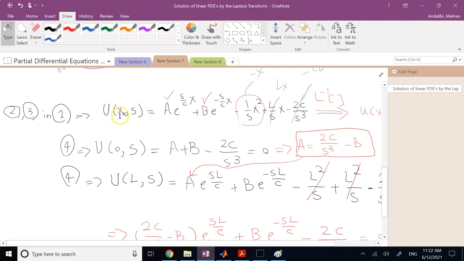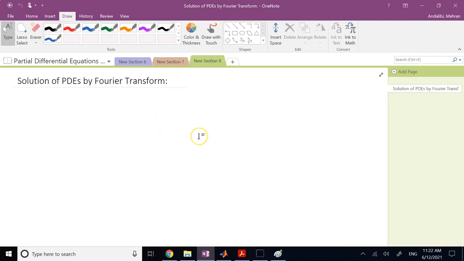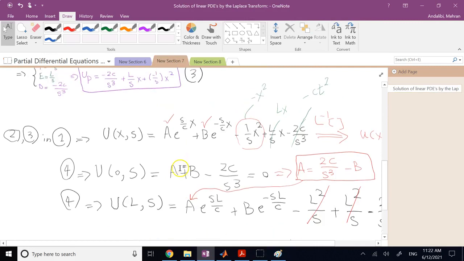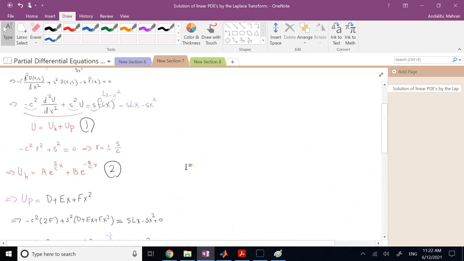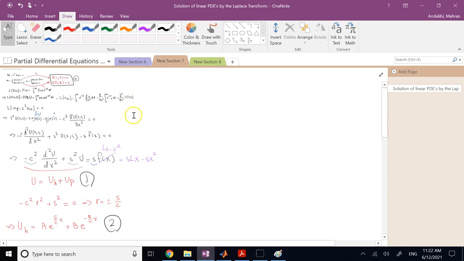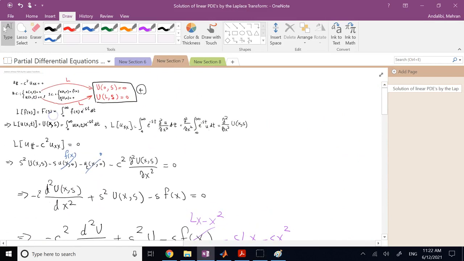Here, you went from x and t to x and s. Again, s is kind of a frequency, but the goal is to convert your PDE into an ODE and then solve it. And then if you here apply inverse Laplace, it converts your S terms into T terms. Over there, if you apply inverse Fourier transform, it will convert your omega terms into T terms. So the solution by Fourier transform is very similar to the Laplace transform. It's just using a different transform.